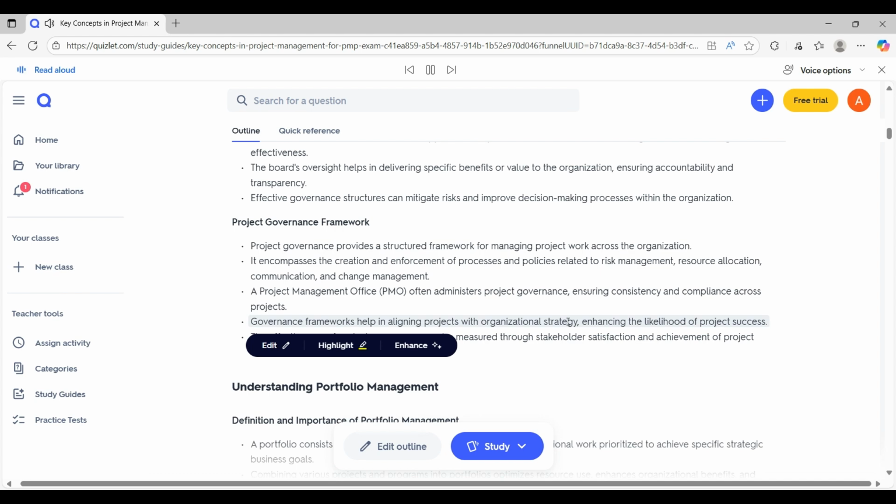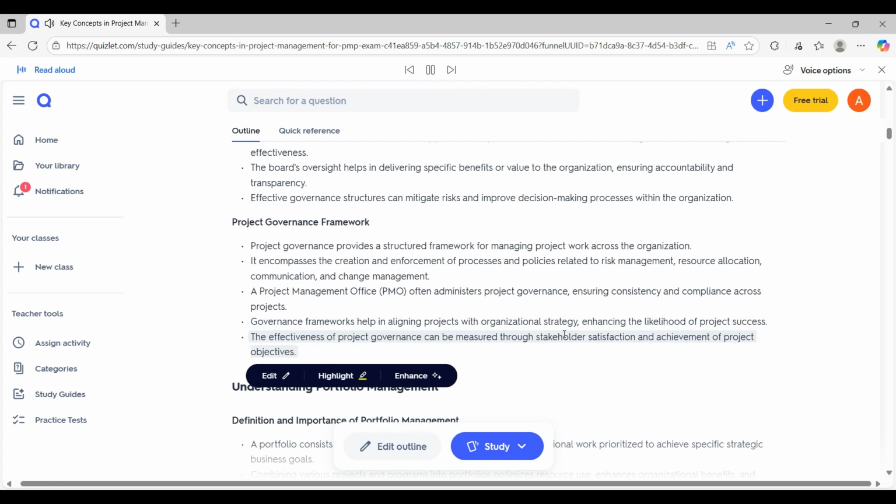Governance frameworks help in aligning projects with organizational strategy, enhancing the likelihood of project success. The effectiveness of project governance can be measured through stakeholder satisfaction and achievement of project objectives.